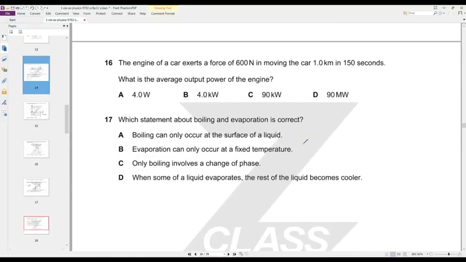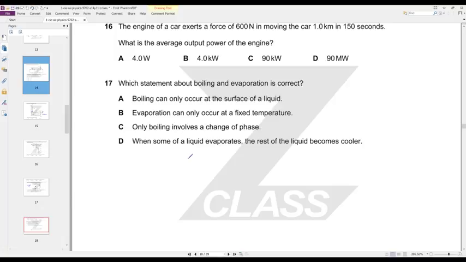Okay. The engine of a car exerts a force of 600 newtons in moving the car 1 kilometer in 150 seconds. What is the average power output of the engine? So, power is energy per second. It's energy divided by time. We can get our energy by doing our work done is force times distance. So, we have in fact done 600,000 joules of work. Divide that by 150 seconds, and you will get your answer. That should be 4 kilowatts.